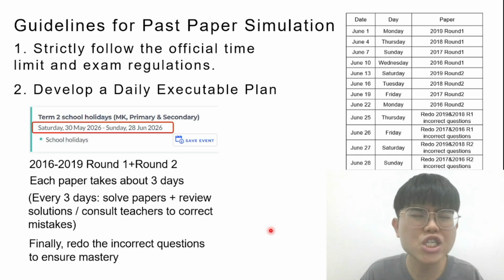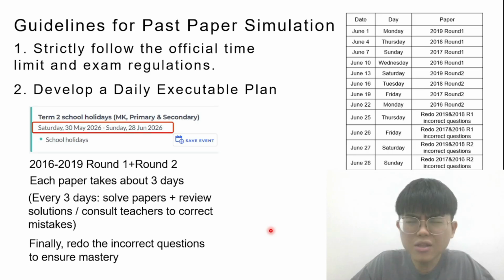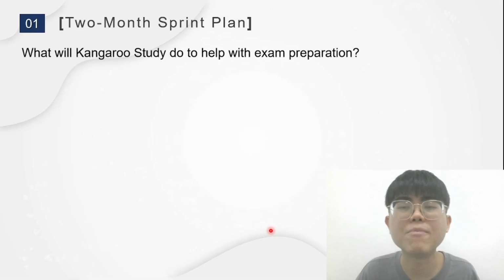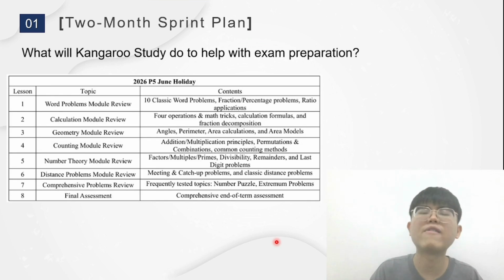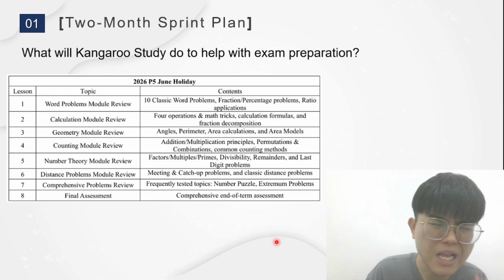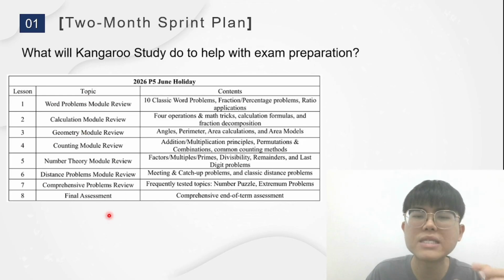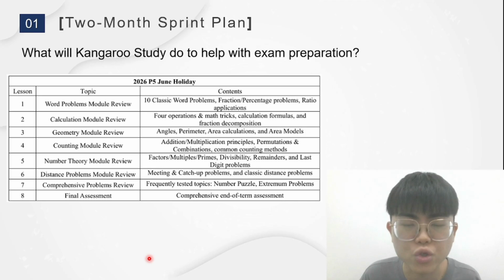Alright everyone, so after we are done talking about the guideline for our past paper simulation, now the next thing is that in our Kangaroo study, what can we help with the exam preparation? For our upcoming June holiday, we also have our June holiday spring class. You can see that we will mainly focus on the review of all those 7 modules right here. Okay, so this is what we are going to do in the upcoming June holiday.